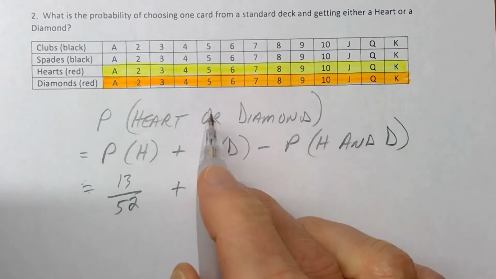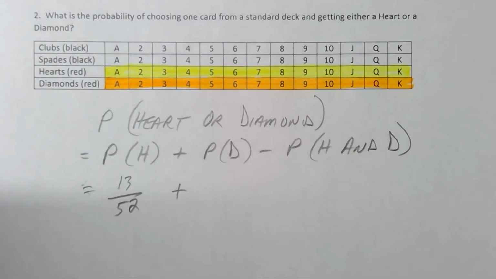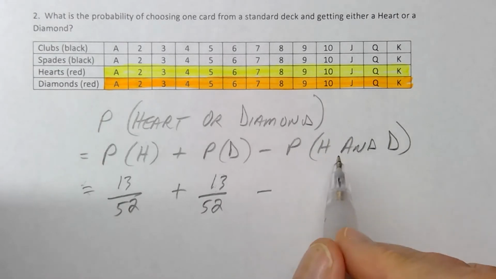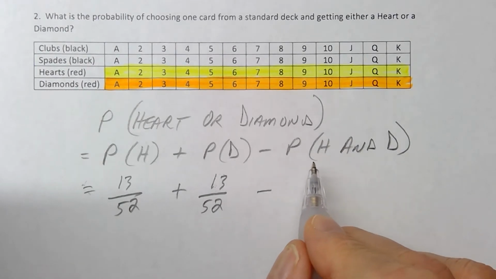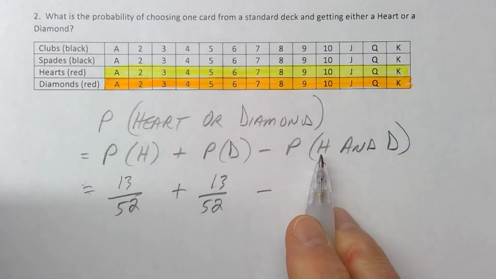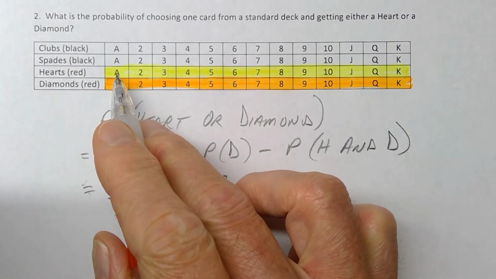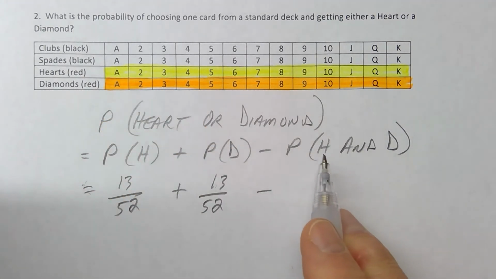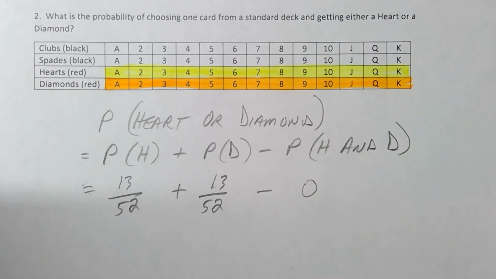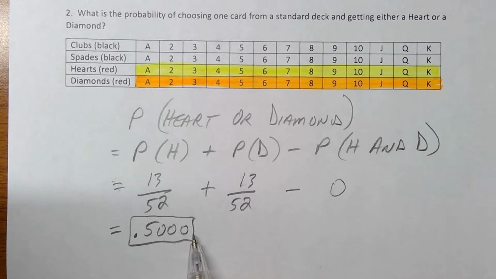All right, plus the probability of diamonds, there's 13 of them out of 52. And then minus, we just got to check and ask ourselves, is there a possibility of drawing one card that is both a heart and a diamond? No, that's impossible. If you draw a red card, it's either going to be a heart or a diamond. There's no way that one card can be both a heart and a diamond. So that's going to be another 0 again. And so we wind up at roughly exactly a 50% chance of winning this game.